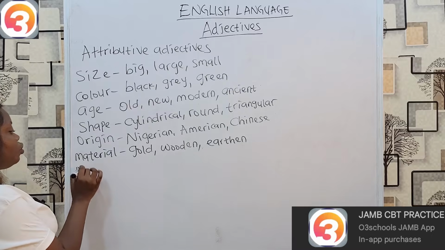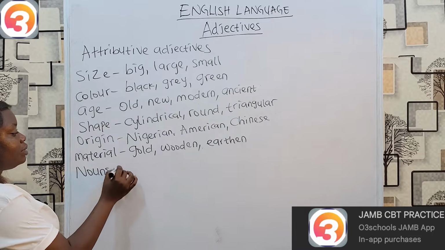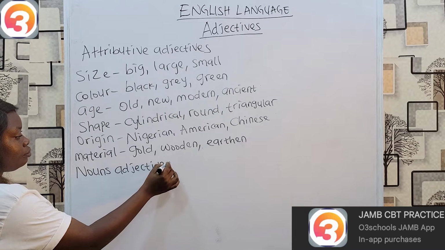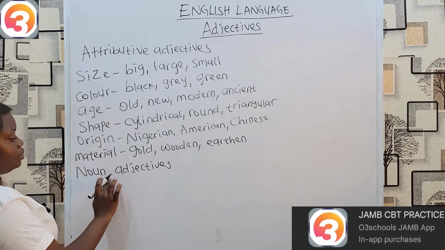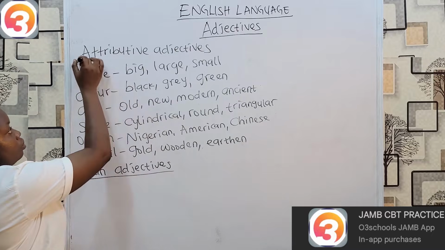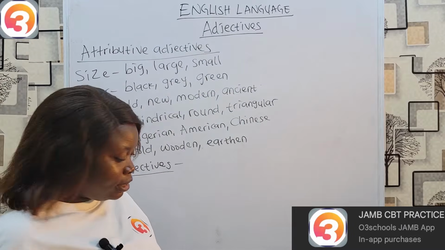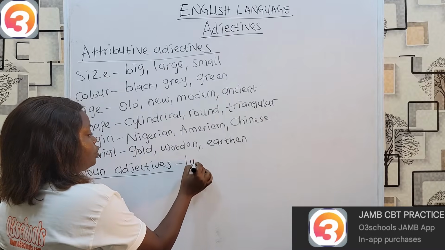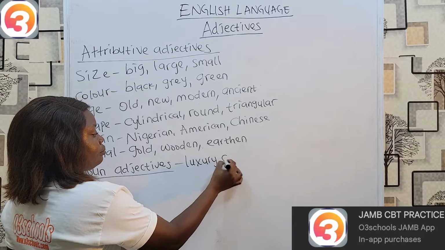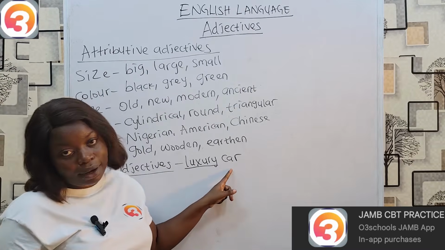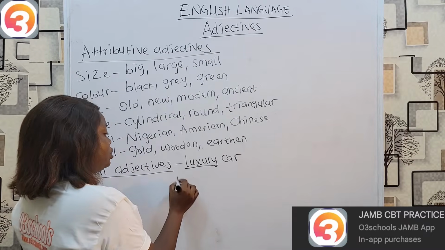Then we can also have some nouns acting as adjectives. Yes, noun adjectives. We can have some nouns acting as adjectives. For example, luxury car. Luxury here describing car, or university students.